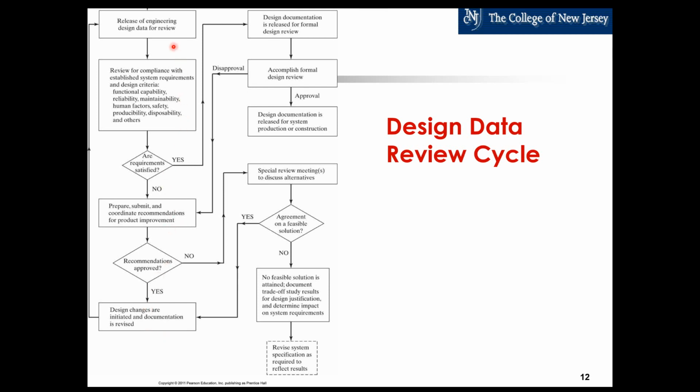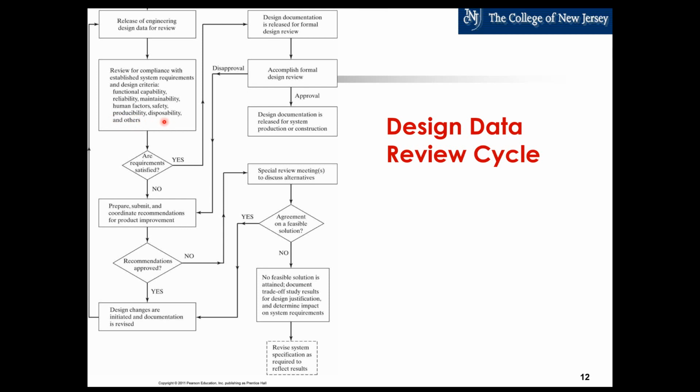So here we have a design data review cycle that is generic in nature. So that would be release for review. And what are the types of data that we would generate, and the types of requirements and design criteria that we would check the appropriate data against? Those things that we have talked about: the functional capability, reliability, maintainability, human factors, safety, manufacturability, disposability, all those.